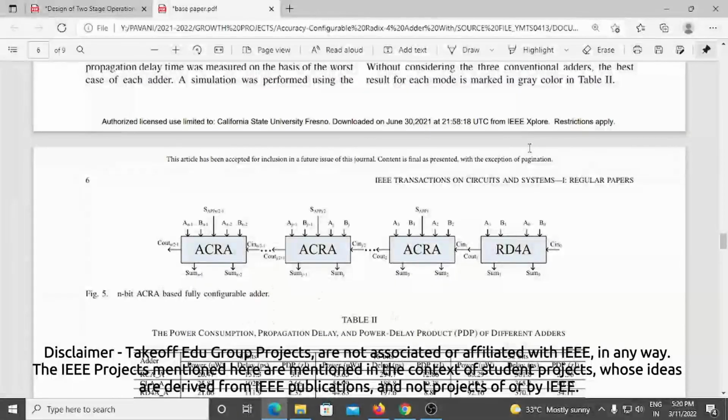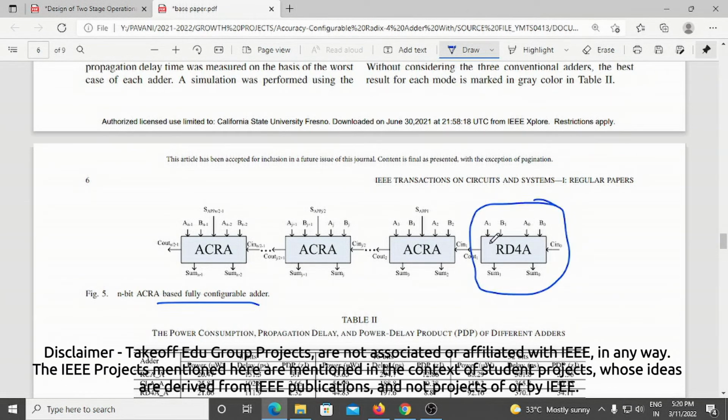And here we are also able to see the n-bit ACRA, the fully configurable adder. Here the first bit should be the Radix-4 adder, and the later bits must be the ACRA. So this is the condition to add the ACRA adder. For n-bit calculation, this is the structure of the adders.